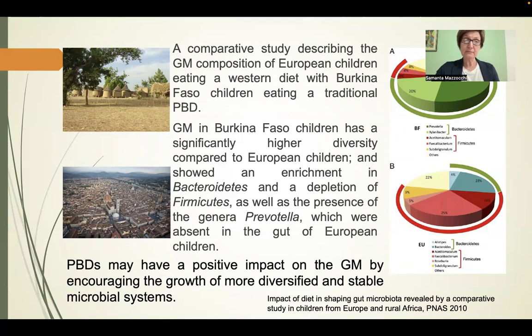Gut microbiota in Burkina Faso children has a significantly higher diversity compared to European children, and showed an enrichment in Bacteroidetes and the depletion of Firmicutes, as well as the presence of the genus Prevotella, which was absent in the gut of European children. Plant-based diets may have a positive impact on the gut microbiota by encouraging the growth of more diversified and stable microbial systems.